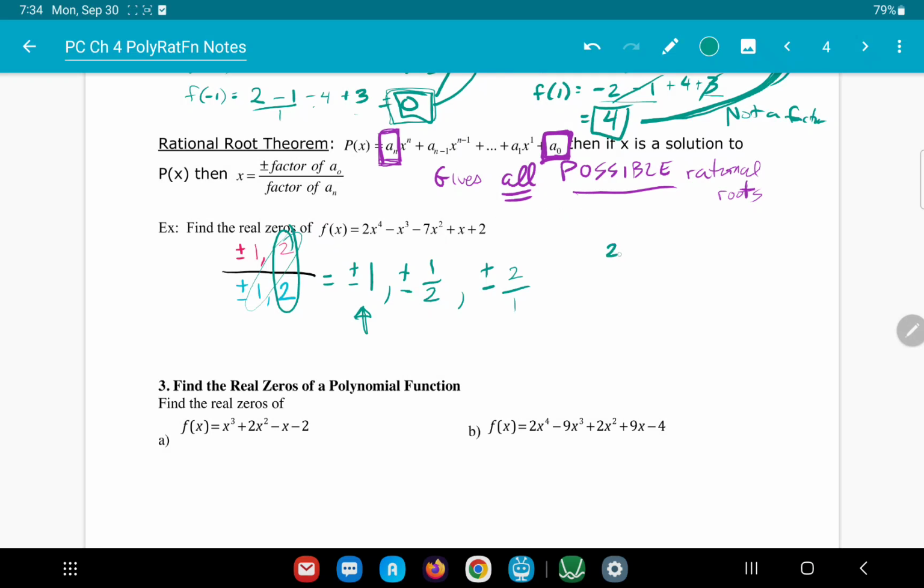In this case, I have 2, -1, -7, 1, and 2. Again, if this -7 was a 0, then I would have had to put 0 in here to make sure I account for the x squared.